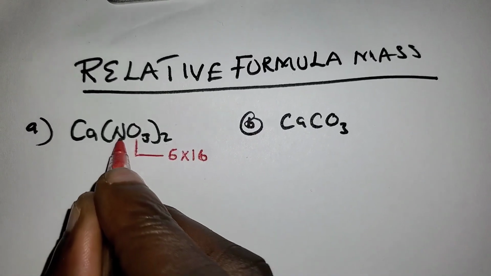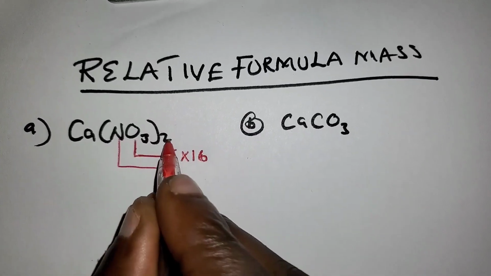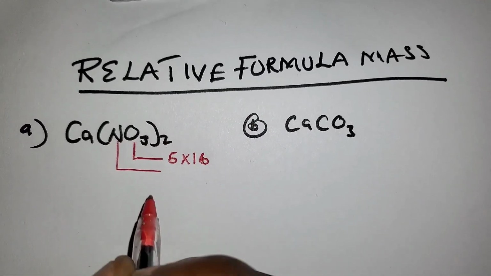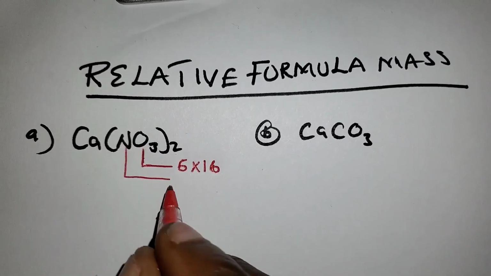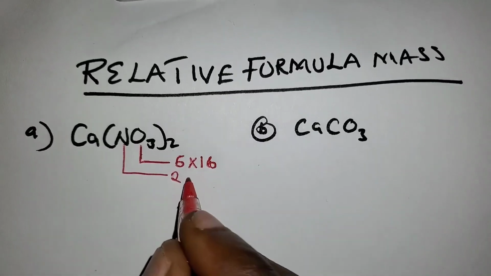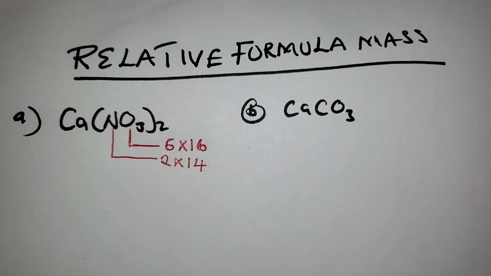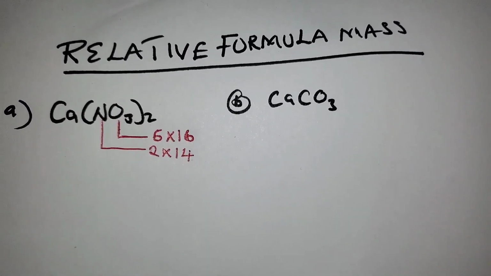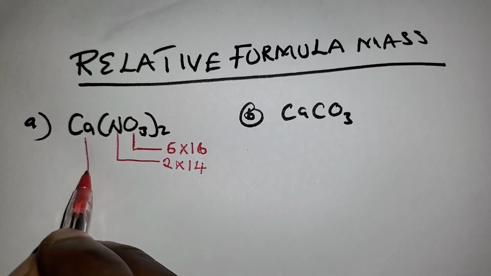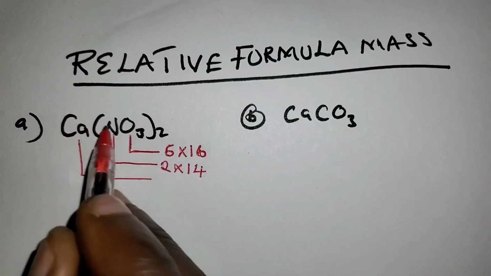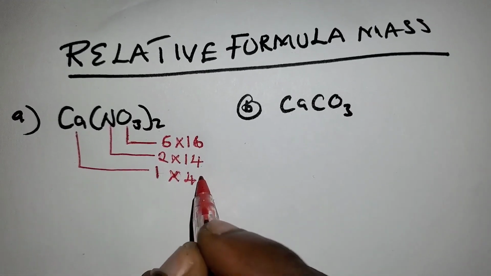Then we come to the other element, which is nitrogen. We have 2 atoms of nitrogen because of these 2, so it will be 2 times 1, which is just 2 atoms of nitrogen, times 14. Then we come to calcium here. Since calcium is just outside the brackets, it will be just 1 times its mass number on the periodic table, which is 40.